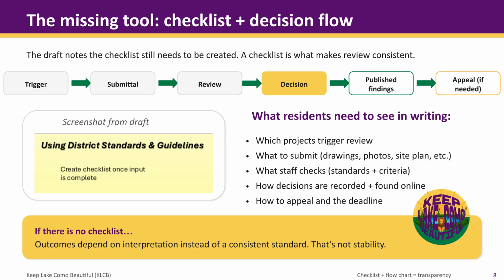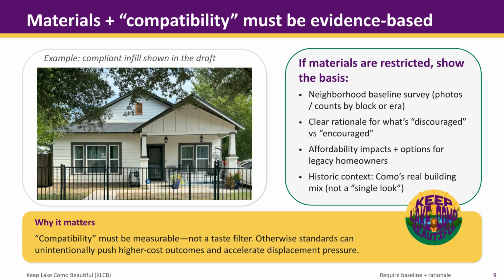Residents need to see in writing the triggers, submittal requirements, review criteria, and appeal process. Restrictions on materials and compatibility must be evidence-based, not based on taste. This requires a neighborhood baseline survey, clear rationale for restrictions, and consideration of affordability impacts. Standards must be measurable to avoid unintentionally accelerating displacement.